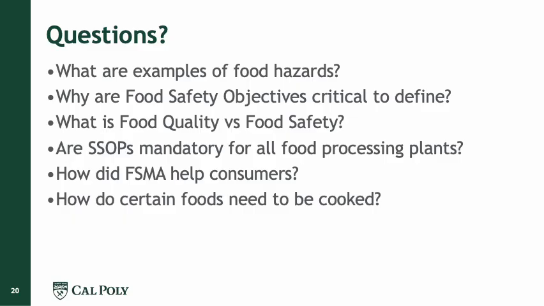So my final questions are: what are examples of food hazards? Why are food safety objectives critical to define? What is food quality and how is it different from food safety? Are SOPs mandatory for all food processing plants? How did FSMA help consumers? And how do certain foods need to be cooked?